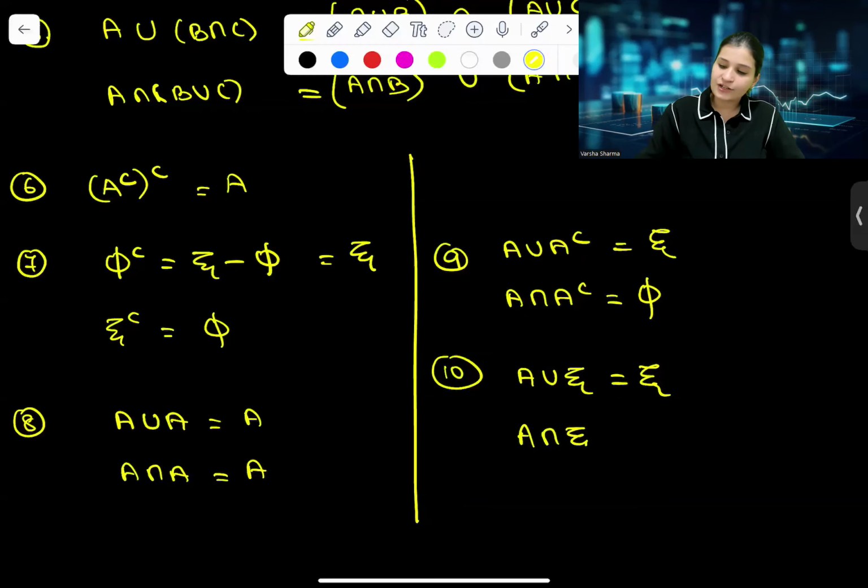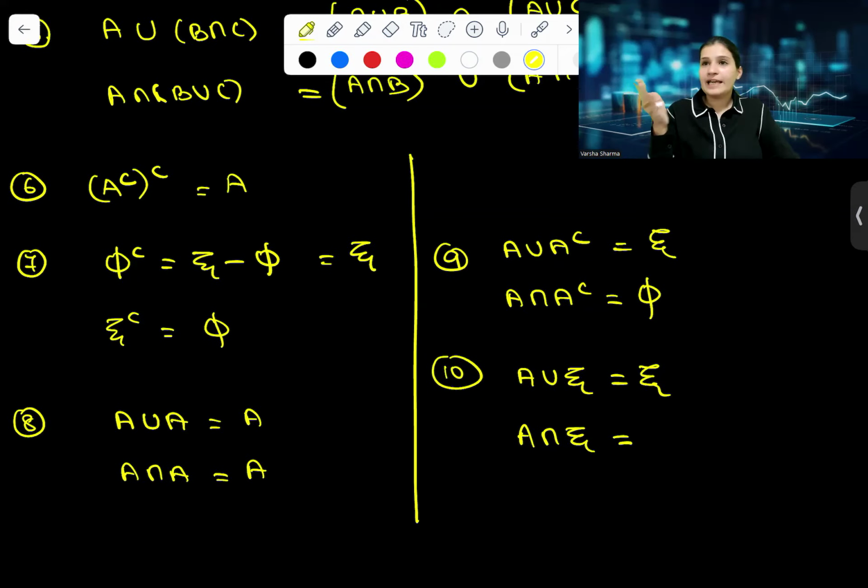What would be A intersection universal set? Take an example and check. Universal set 1, 2, 3. A is 1, 2. What is the common part between them? 1, 2. A itself.